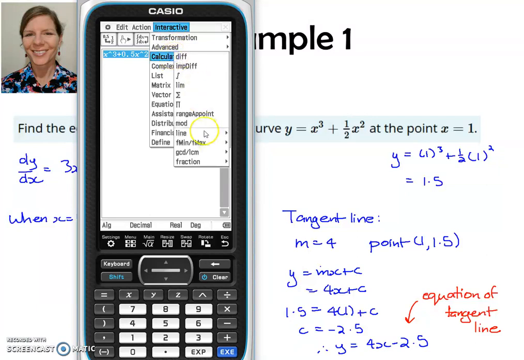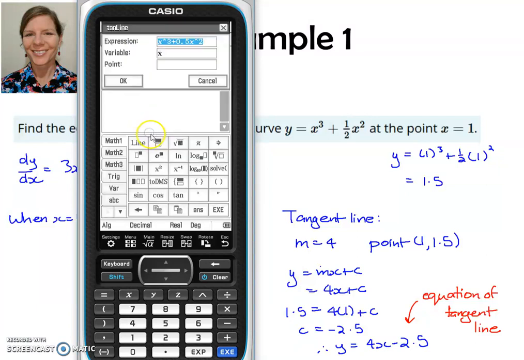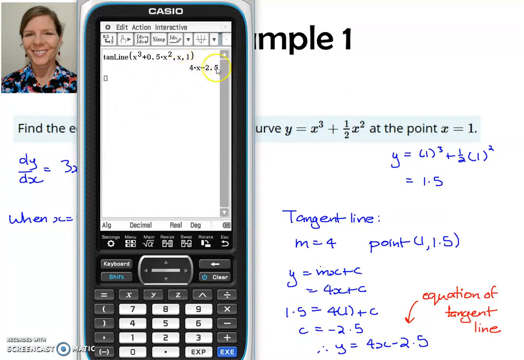Interactive calculation, come down to line, tan line. Okay, I showed you this before. Put in the point 1, and it tells you the tangent line straight away. So 4x take 2.5, that's what we got. Good stuff, got it right.